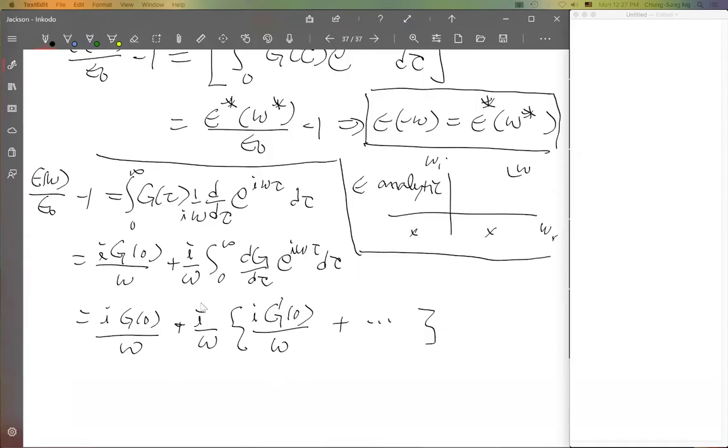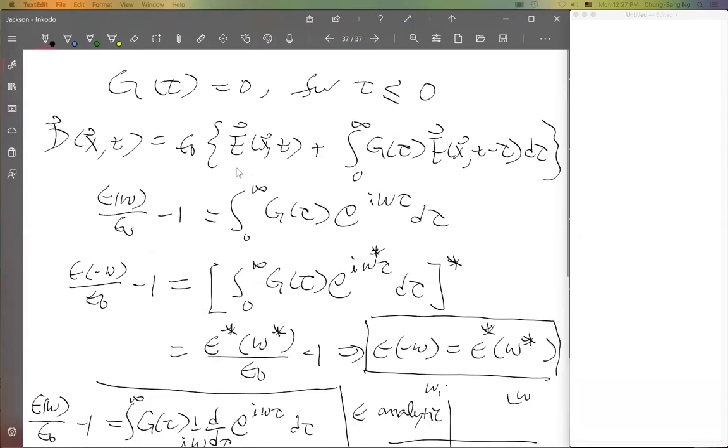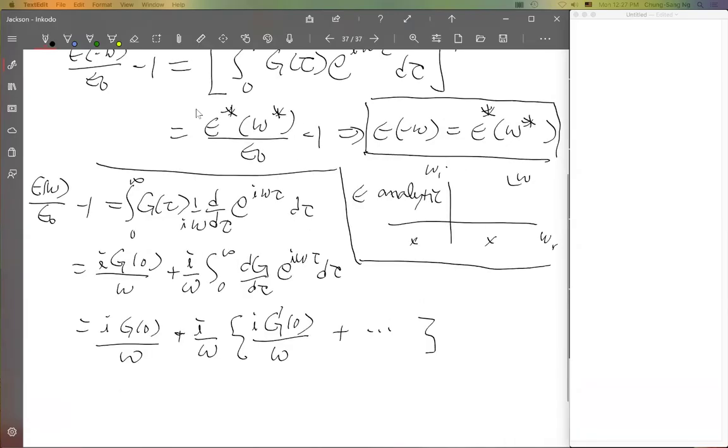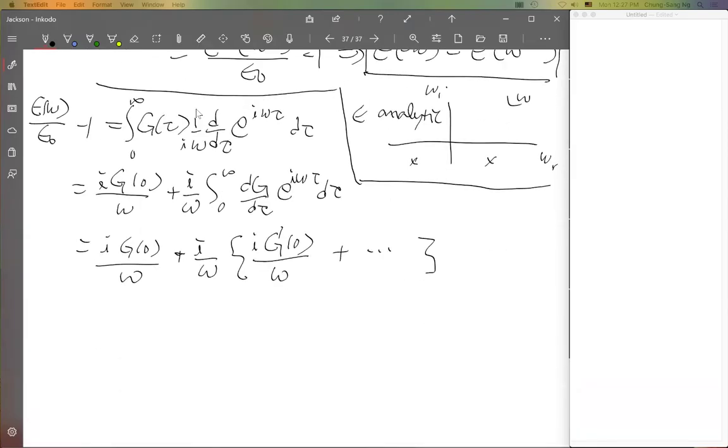And one more thing we'll use is that when tau is 0, we actually require G(tau) to be 0. So the first term actually is 0. So the leading order term is 1 over omega squared, and it's real because G is real, G prime is real, and i times i is -1. So the first term is minus G prime(0) divided by omega squared.